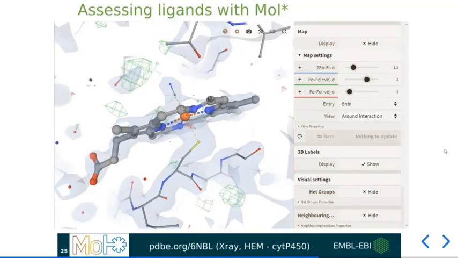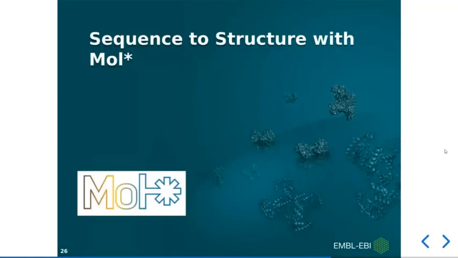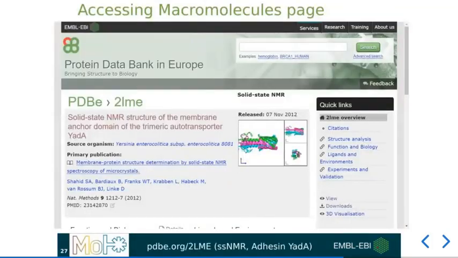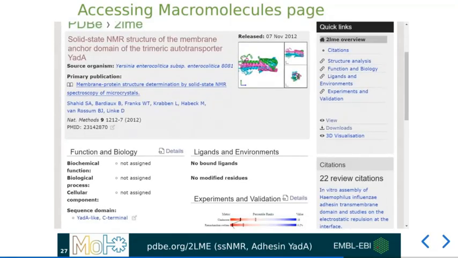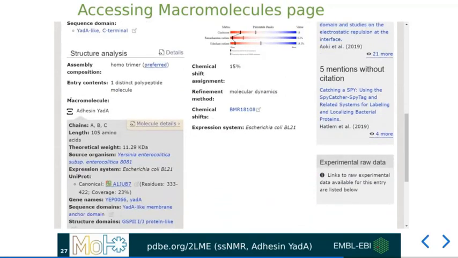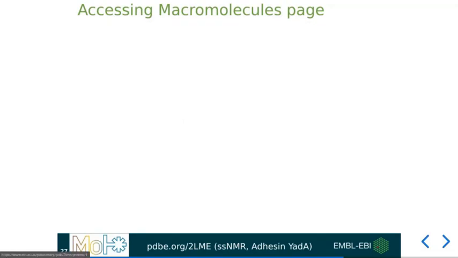Now, in the last interactive section of the talk, I'll describe how MolStar works with other components of the PDBe website to help show correlations between sequence and structure data. So from an entry page, we can also choose to investigate macromolecular entities via the molecule details link. Now you can find this, again, if you scroll a little bit down on the page, under the macromolecular tab. So here we have molecule details.